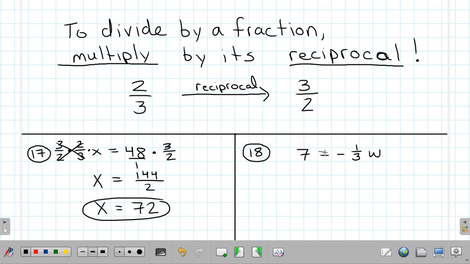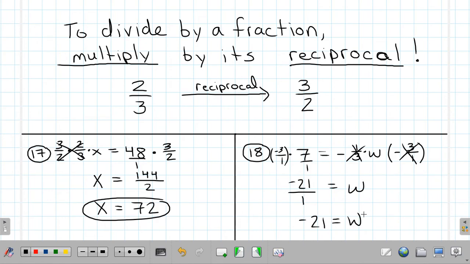So in this case, 7 is equal to negative 1/3 times w. So we're multiplying by negative 1/3, which means we need to multiply by negative 3 over 1. What's the same thing here? Multiply times negative 3 over 1. So negative 3 times 7 is negative 21 over 1 times 1 is 1, is equal to, and the whole point here is these will go away because a negative times a negative is a positive, 3 over 3, which is 1w. So in this case, we get w is equal to negative 21.